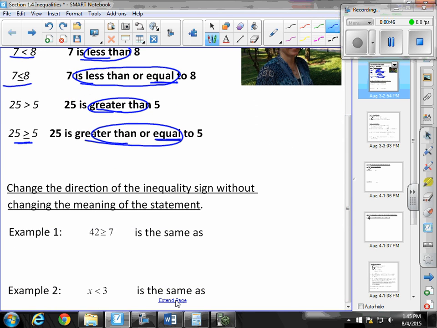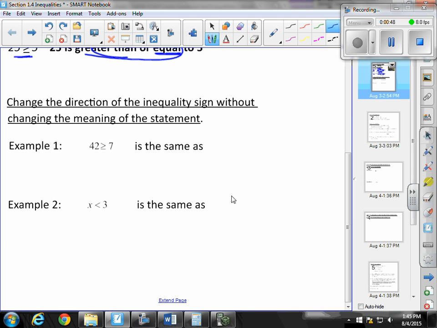In the next two examples, we're going to talk about changing the direction of the inequality sign without changing the meaning of the statement. We're going to flip everything around. 42 is greater than or equal to 7 is the same as saying 7 is less than or equal to 42. Now notice in this example, when you look at the inequality sign, if you were to do an arrow, your arrow would look like that. It points towards the 7. So does the inequality sign. When we flip it around, it still points towards the 7.